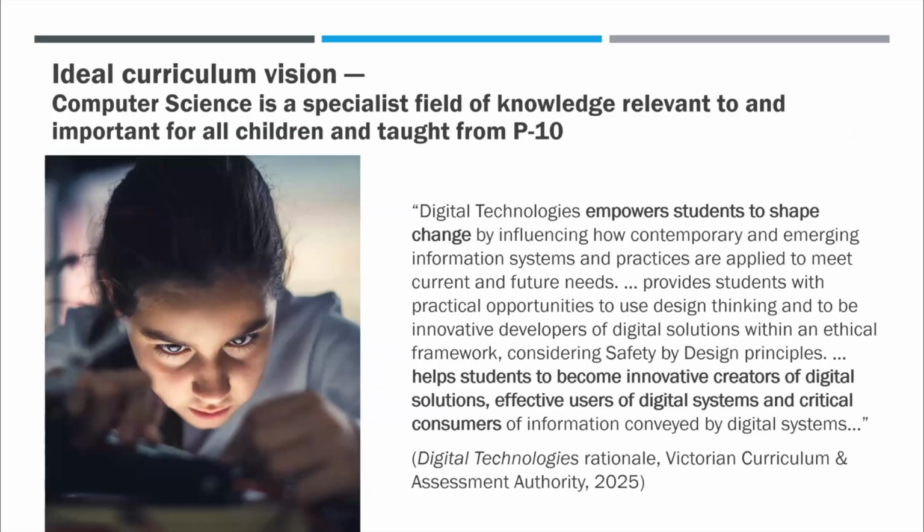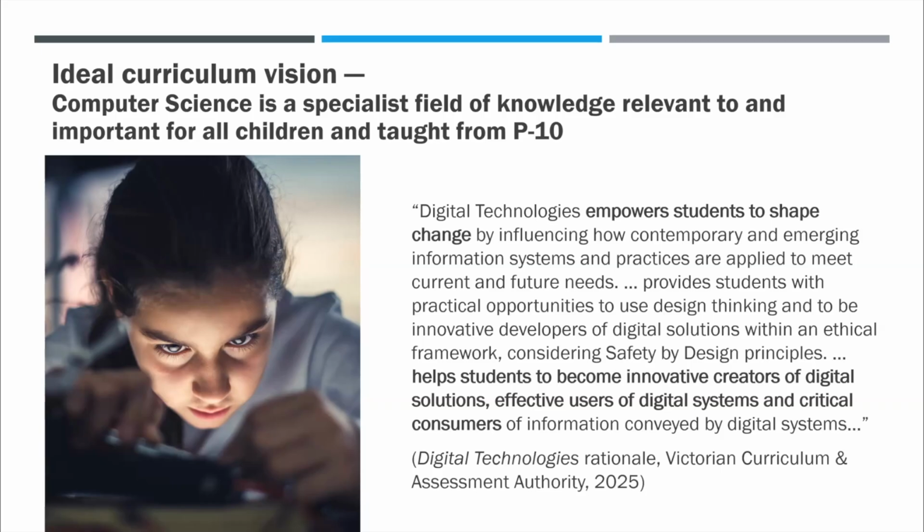Now, what we have here on the text there is the rationale for the digital technologies as part of the Victorian curriculum. So, digital technologies empower students to shape change by influencing how contemporary and emerging information systems and practices are applied to meet current and future needs, provide students with practical opportunities to use design thinking and to be innovative developers of digital solutions within an ethical framework, considering safety by design principles. And I guess this part is the most important.